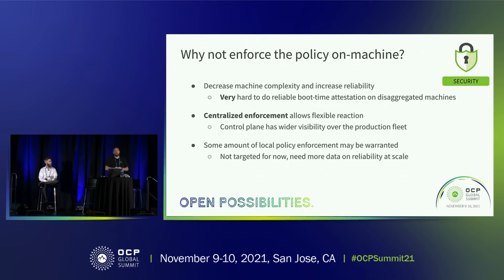Now, we're not saying that there is never a reason to push any kind of policy to the machine. There might be, for example, with PCI link encryption, ADISP, this stuff is on our minds, but for now, we are not targeting that. We're going to do the centralized enforcement, get data on reliability at scale.